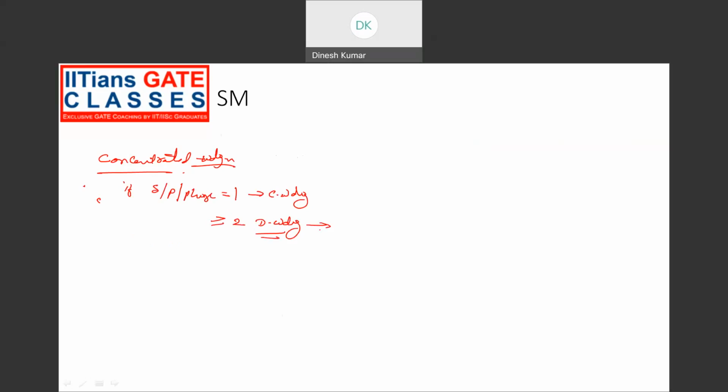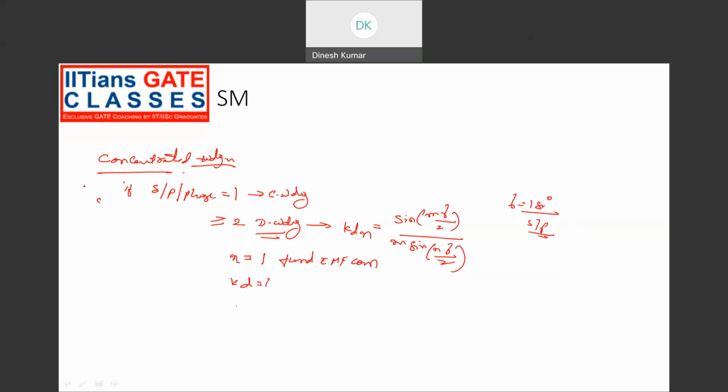There is one more factor called the distribution factor, that is called KDN. It is given by sine(m gamma by 2) by (m times) sine(gamma by 2). So gamma equals 180 degrees by slots per pole. Here n equals 1 for the fundamental EMF component. For a concentrated winding, KD will be 1, and for a distributed winding, KD will be less than 1.